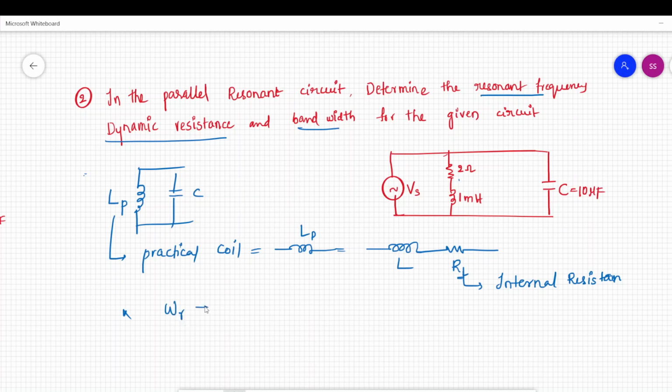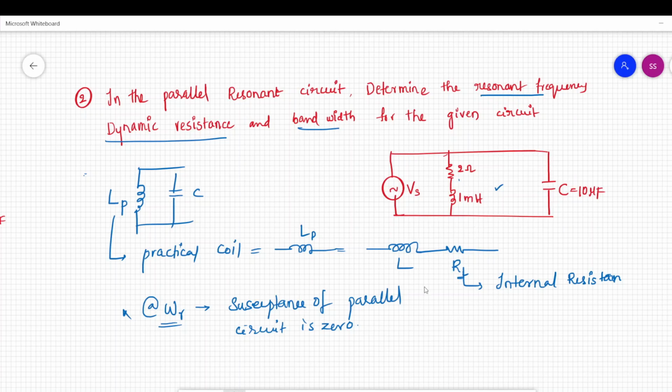Resonance frequency will happen when the susceptance of the parallel circuit is 0. So at resonance frequency, the susceptance of the parallel circuit is 0. That means we are going to find the susceptance of this circuit and make it equal to 0. Then we will get the expression for our resonant frequency.